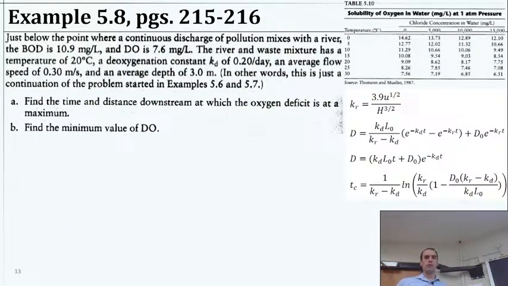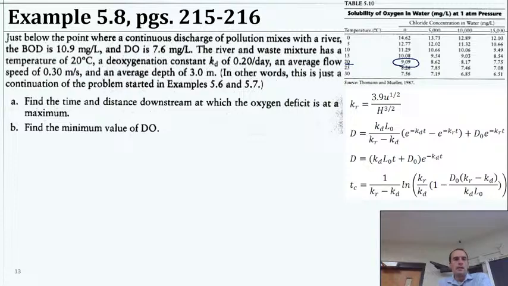So just below, this is the next example, just below the point where a continuous discharge of pollution mixes with a river, the BOD is 10.9 milligrams per liter. And the DO is 7.6 milligrams per liter. The river and wastewater mixture have a temperature of 20 degrees Celsius. Again, we're going to assume no chloride here, so we'll use the same value, 9.09. A deoxygenation rate constant, KD, of 0.2 per day, average flow speed of 0.3 meters per second, average depth of 3 meters, and that's according to previous problems.